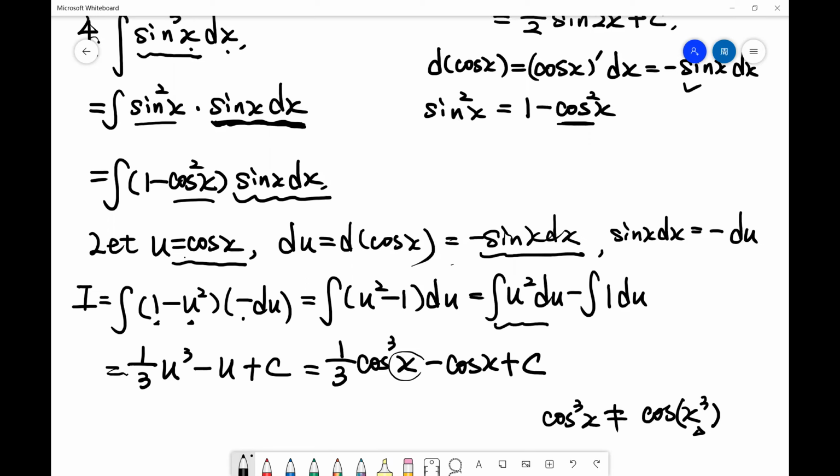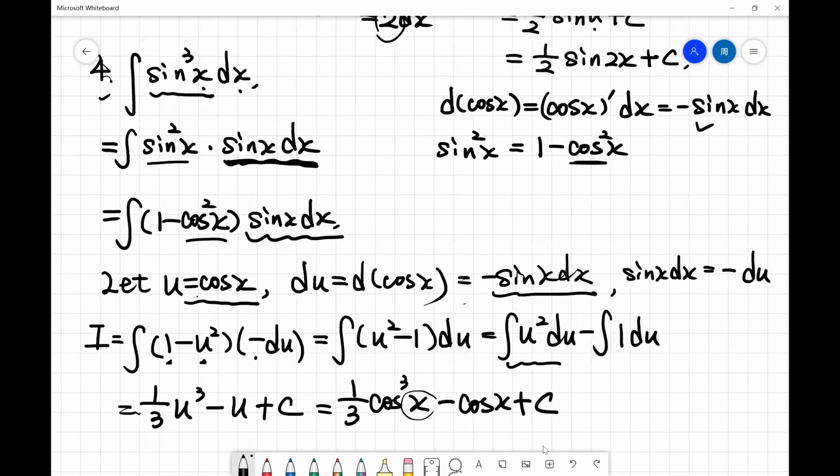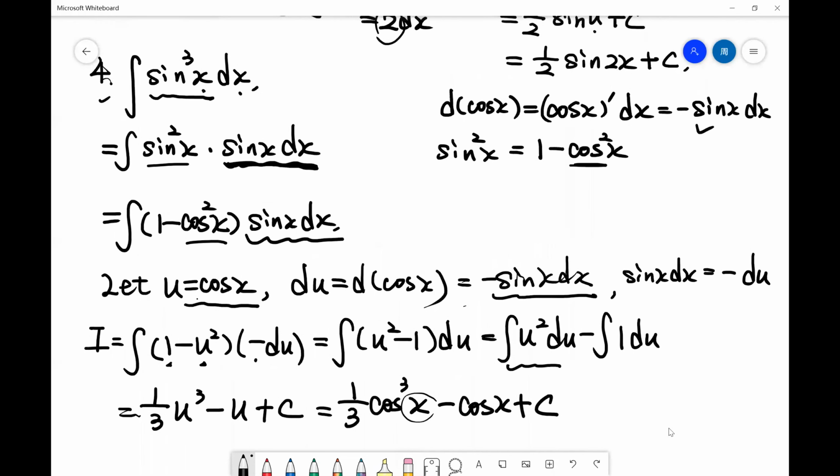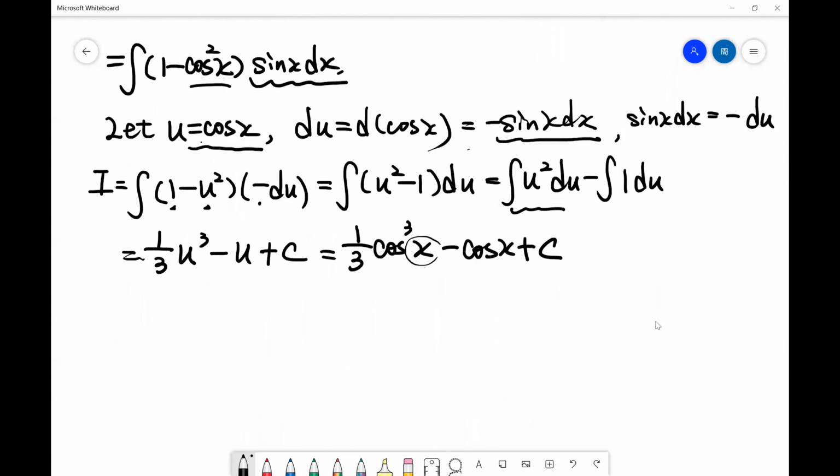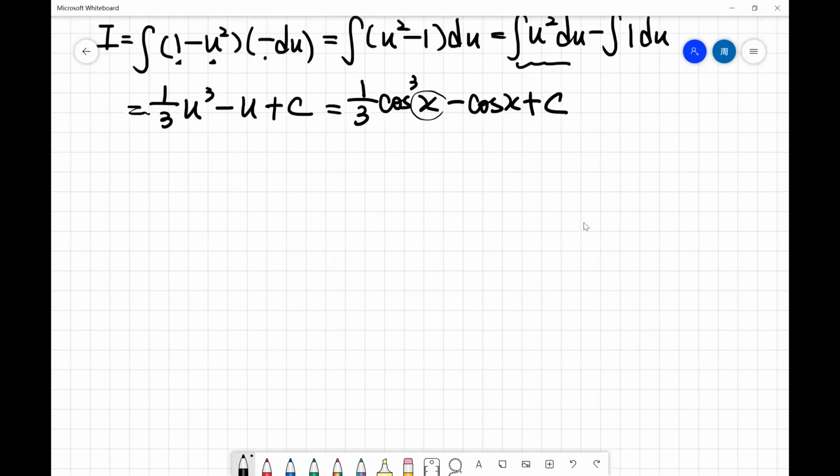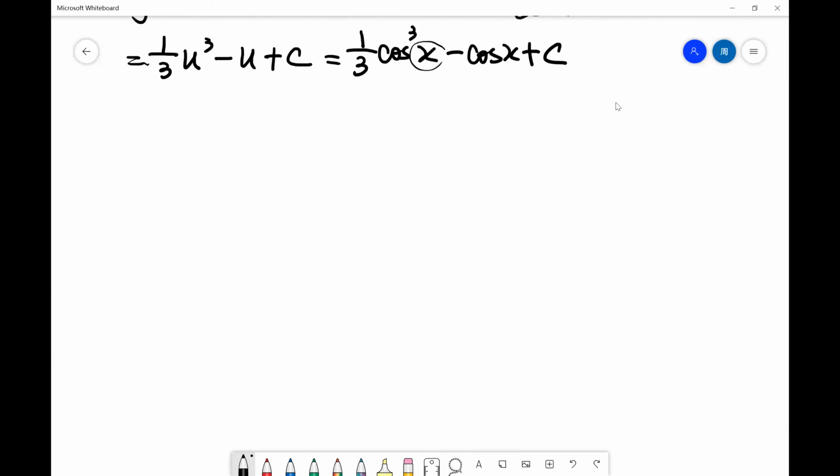So here is the solution for question number 4. Any questions here? Okay, no. Okay, so now we come to the last one, number 5.